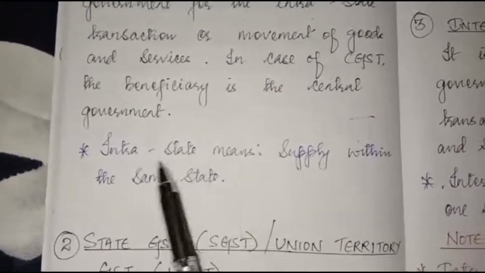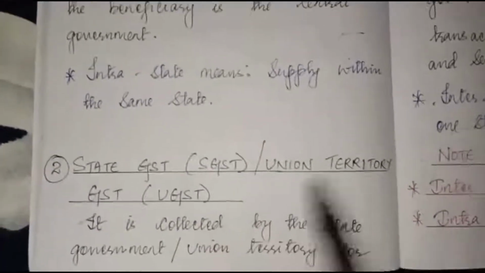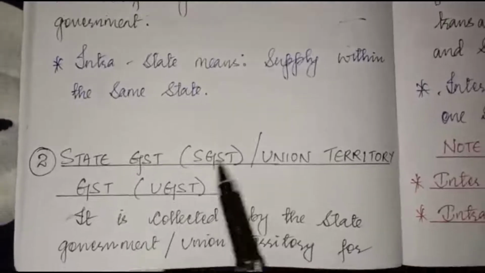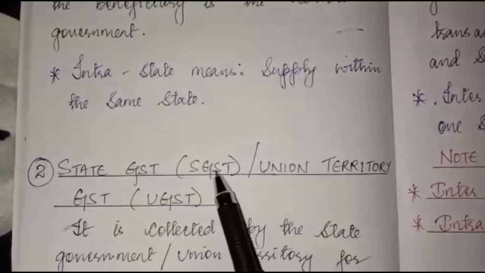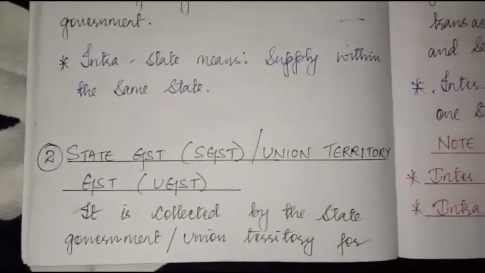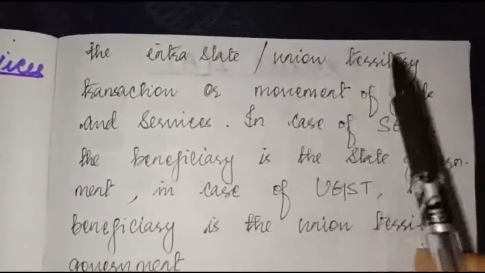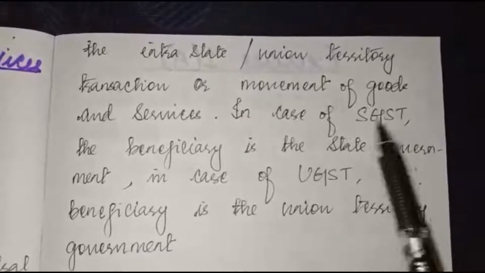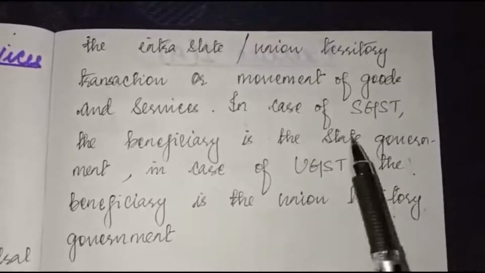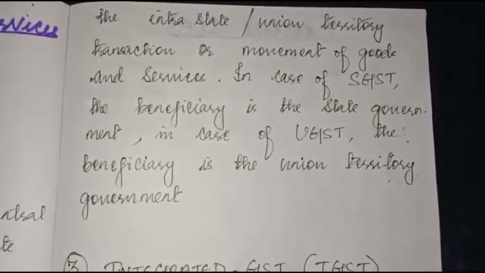So here is the definition of intrastate: supply within the same state. Number two is state GST, SGST, or Union Territory GST, UTGST, but we use this word, okay, this is a common word which you find in your numerical problems. It is collected by the state government or Union Territory for intrastate transaction or movement of goods and services. In case of SGST, the beneficiary is the state government. In case of UTGST, the beneficiary is the Union Territory government.